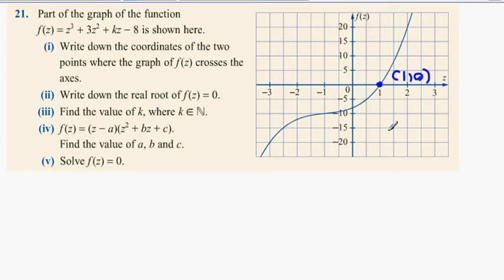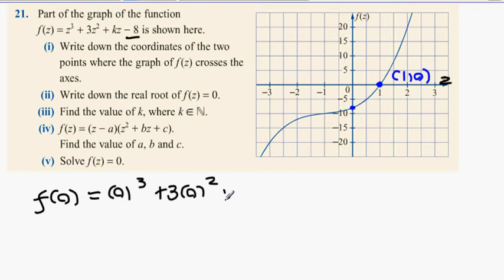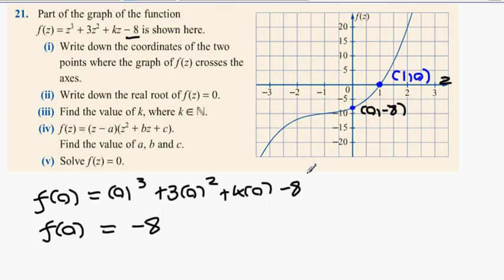So (1, 0) is the first one. And about here, we can see that the last number is 8. If you find out what f(0) is, the y value when the z value, basically the x value, equals 0, we would have 0 cubed plus 3 times 0 squared plus k times 0 minus 8, and that's going to equal minus 8. So f(0) is minus 8. So this point here is (0, minus 8). Okay, so here are our 2 points.